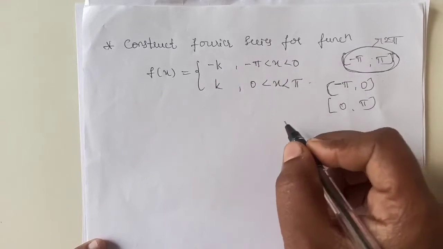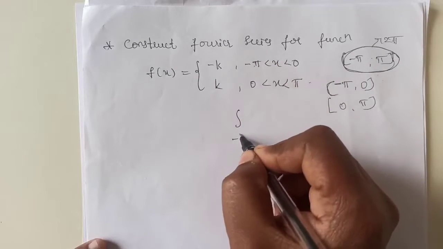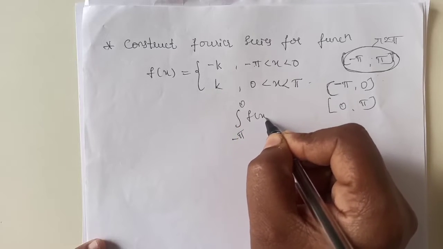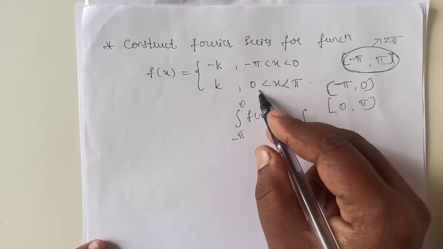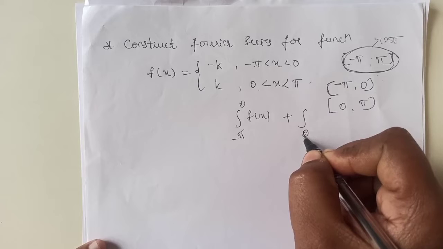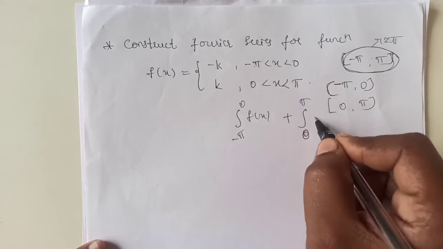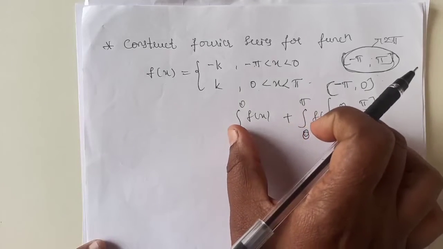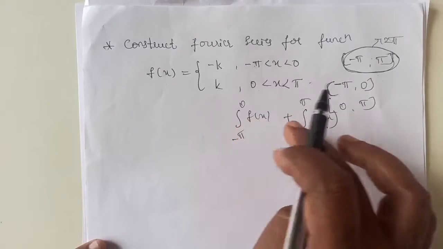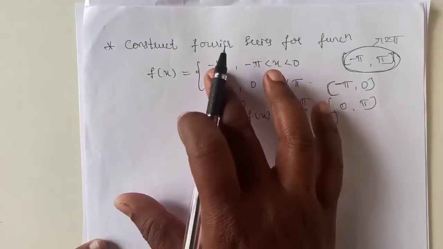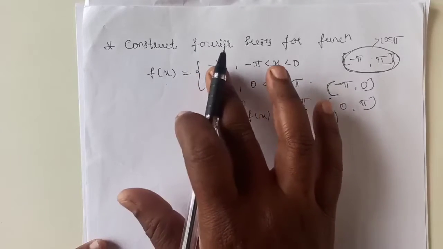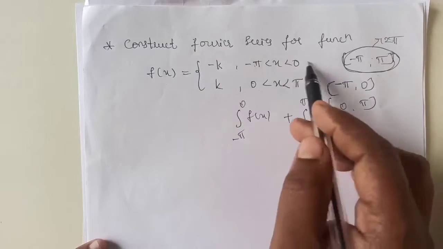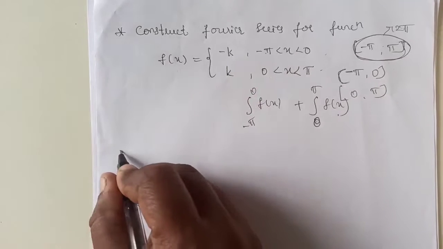First integral for this, minus pi to 0 f of x, and plus for next we should consider 0 to pi for the second one. So this f of x consists of two intervals, first interval and the second interval. When f of x is minus k, then we have these intervals. Okay. Solution.